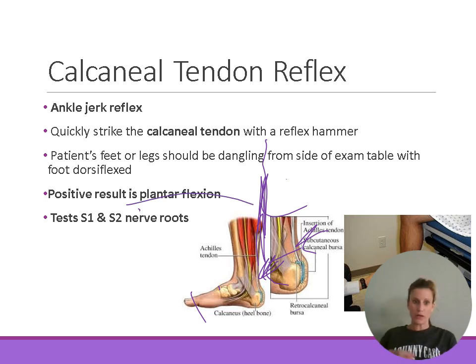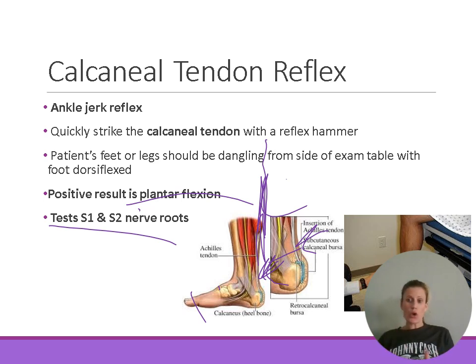A positive result is again a quick, brief plantar flexion. And this tests the S1 and S2 nerve roots. Those are the nerve roots that carry that reflex. You compare the strength and speed of the reflex to the contralateral side.